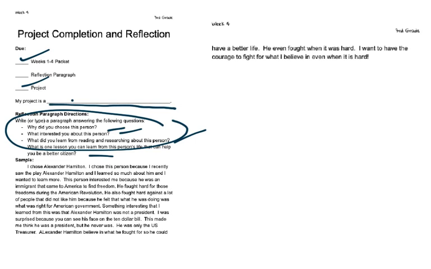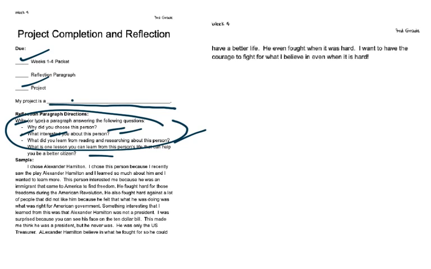So Mrs. Gaughan just explained why she chose this person. And also kind of what's interesting about this person. This person interested me because he was an immigrant that came to America to find freedom. He fought hard for those freedoms during the American Revolution. He also fought hard against a lot of people that did not like him because he felt that what he was doing was what was right for the American government. Okay, so she talked about what was interesting.